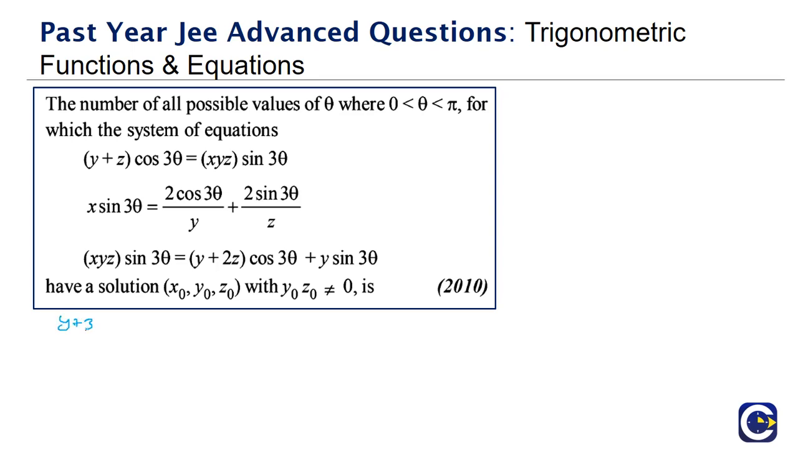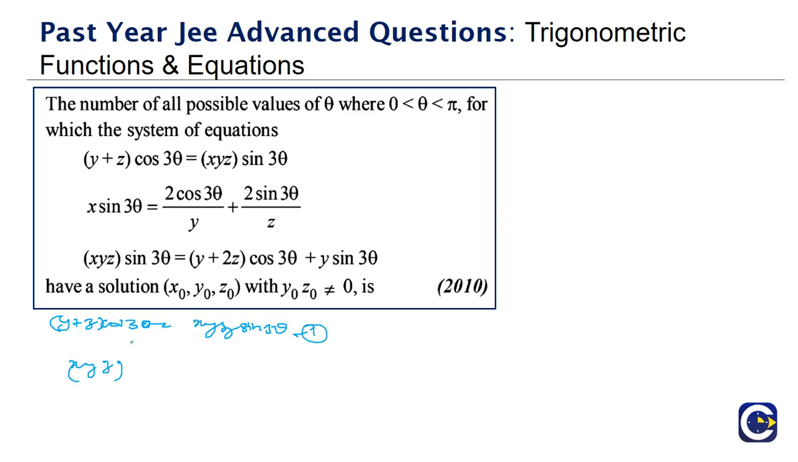So (y plus z) cos 3 theta is equal to xyz sin 3 theta. If you consider this, let us multiply it by 2 on both sides. What will we get? xyz... sorry, this is equation 1.